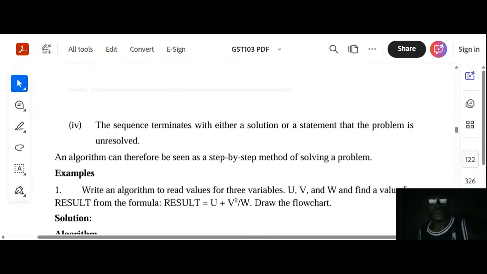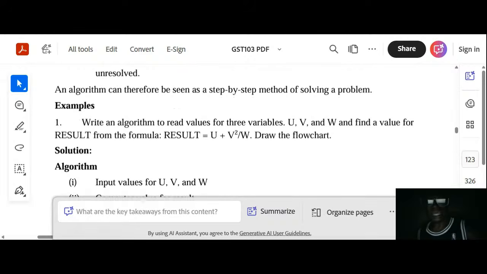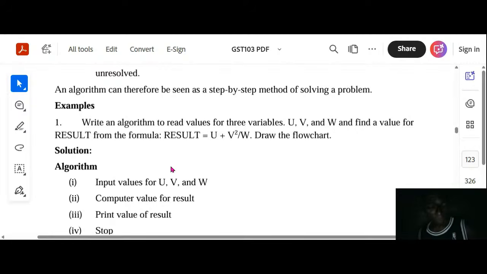So the sequence terminates with either a solution or a statement that the problem is unresolved. What this means is that at the end of your sequence, there are two possible outcomes. It is either the solution to the problem, or if that problem does not have a solution, it's going to give you back that this problem cannot be solved. That is it. So we'll now be going to examples of algorithms. Actually, that is where we'll pick up in the next class.